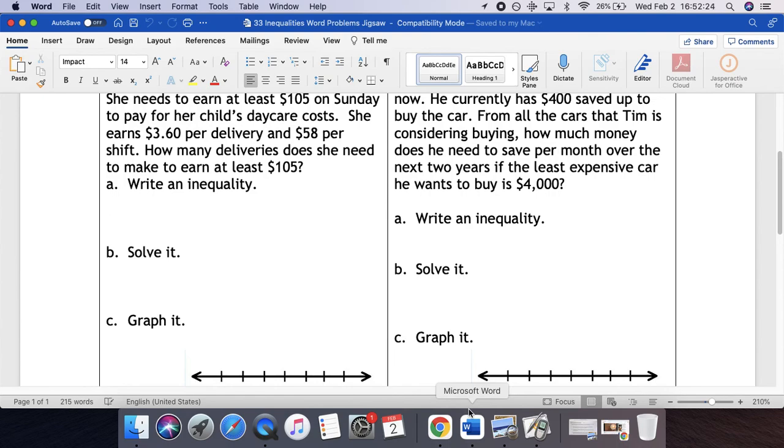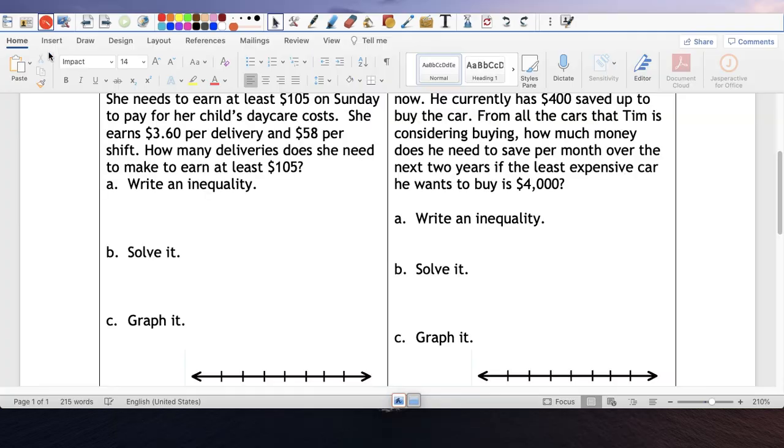First question. Okay, here we go. She needs to earn at least $105. So already you should be thinking greater or equal, right? At least. And she needs to make $105 or more. So whatever she makes is going to go on this side, if that's how you're setting your inequality.